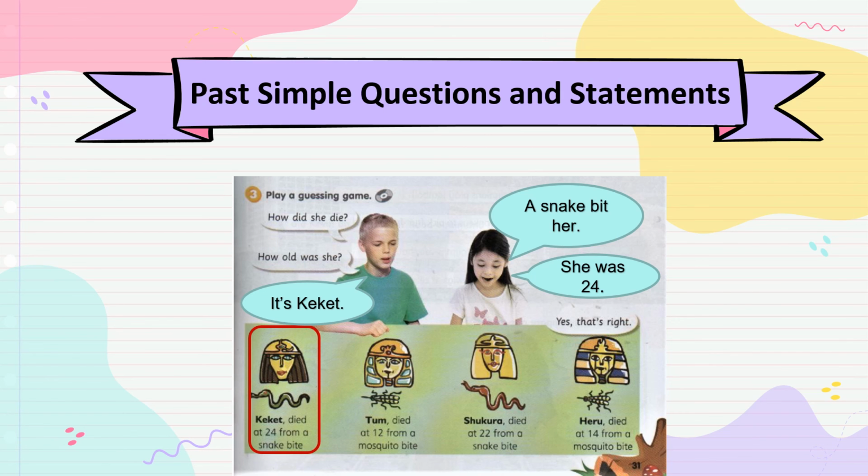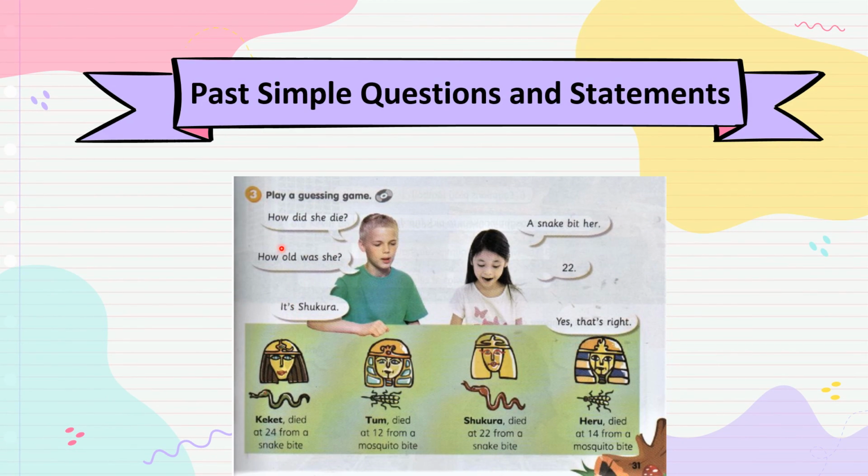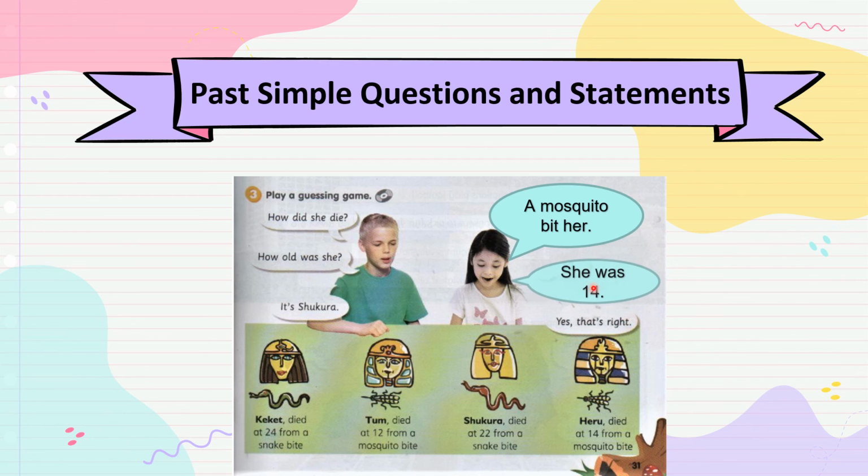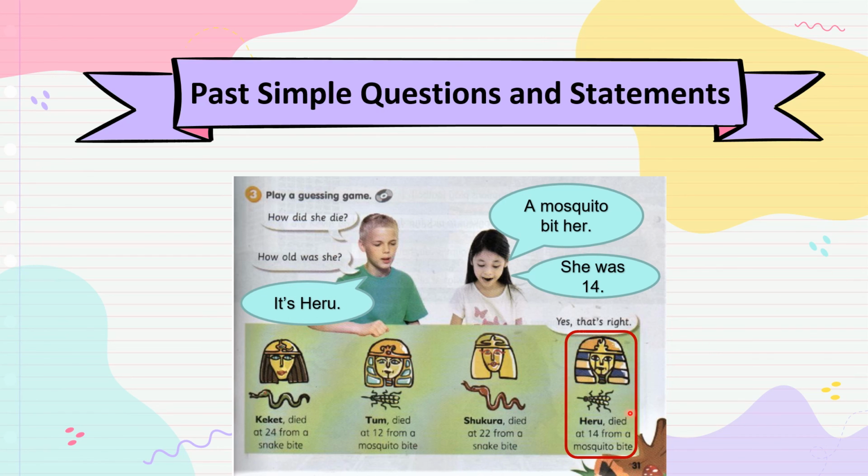Okay, last one. How did she die? A mosquito bit her. How old was she? She was 14. So the clues are mosquito bit her and she was 14. So let's guess. Kit-Kat, Tom, Shukura, Haru. It's Haru. Let's find the right answer. Yes, that's right. So Haru died at 14. Meninggal dunia pada usia 14 tahun kerana gigitan nyamuk, mosquito bite. Okay, good job everyone.